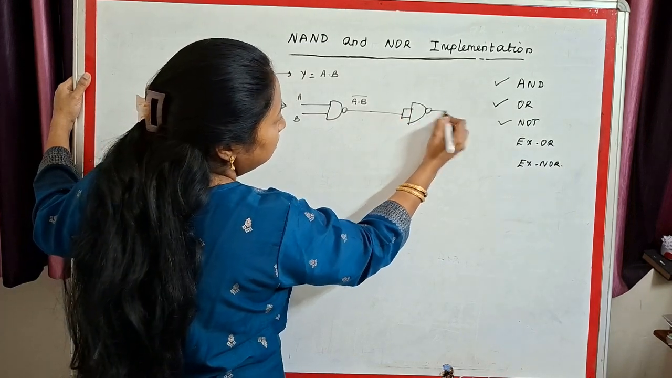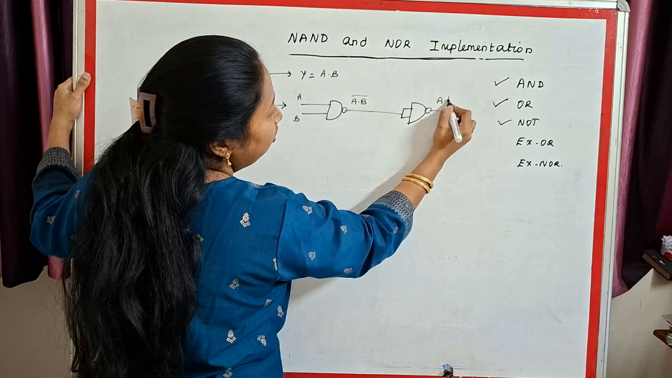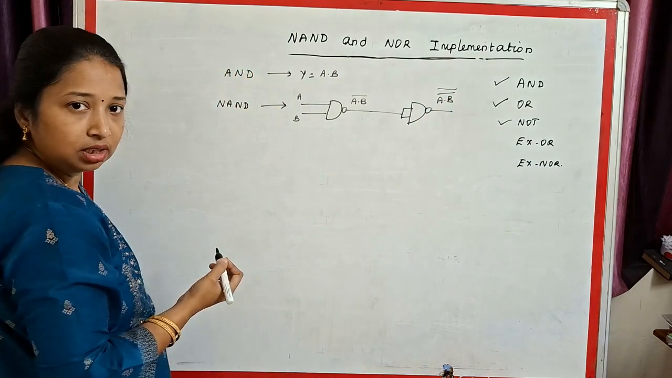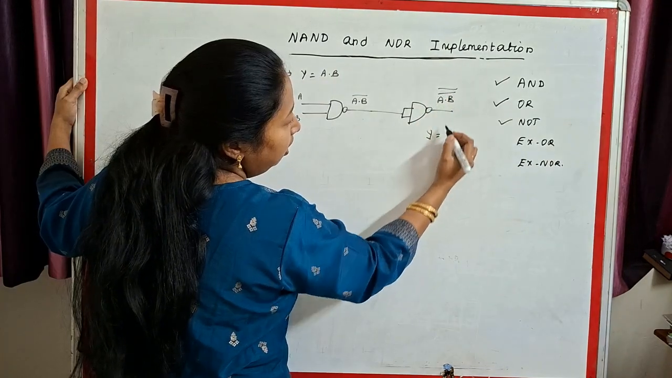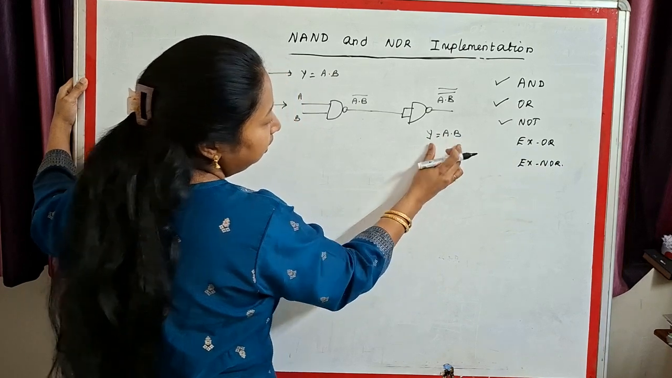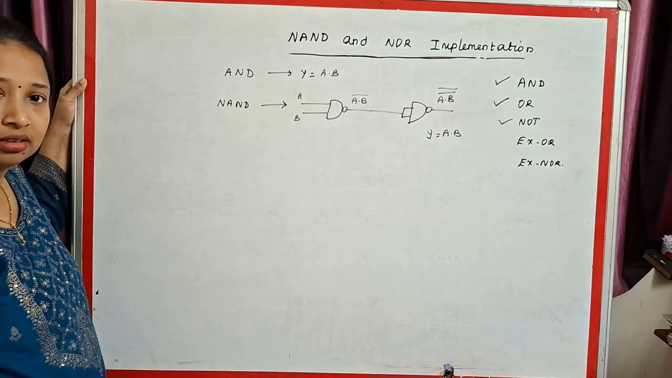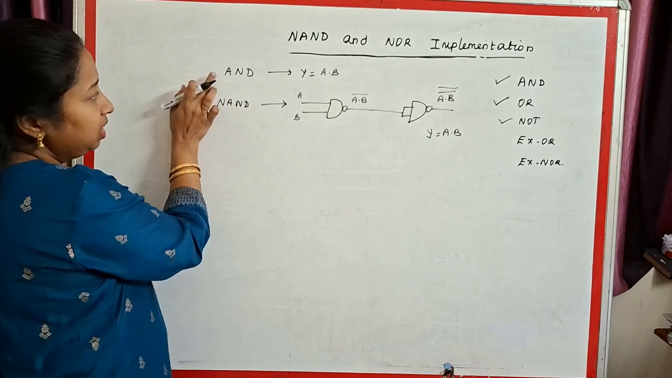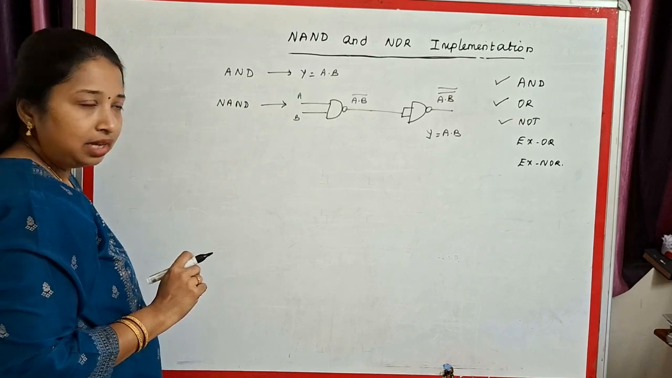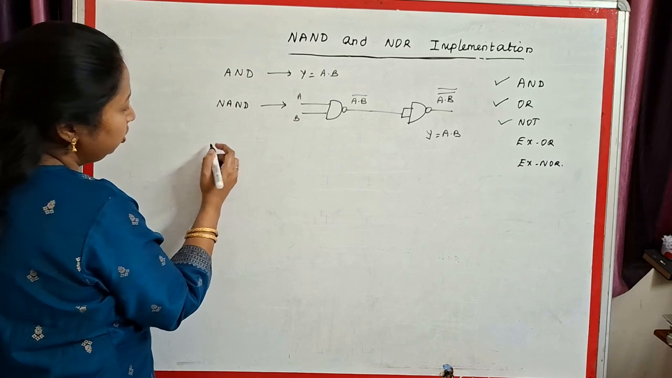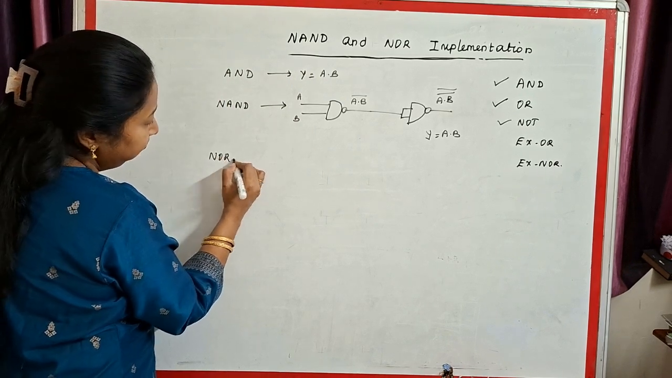NAND gate. So my output of this will be (A dot B) double bar. Here, if you solve this, both the bars will get cancelled and I will be getting the same output as that of the AND gate. This is how I will be replacing the AND gate with the NAND gate. Clear? Now let's see how the NOR gate can be used for replacing the AND gate.